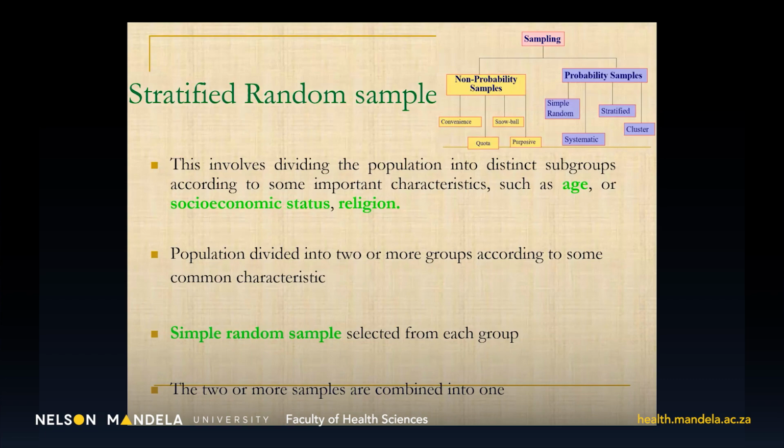Stratified random sampling: you divide your population into distinct subgroups based on important characteristics in those individuals, such as age, such as socioeconomic status, such as religion. So in other words, the population is divided into two or more groups according to some common characteristic, and then a simple random sample is selected from each.